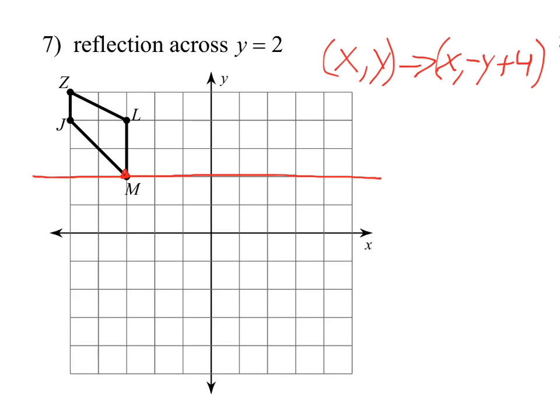Your M is going to stay in the same spot, so there's M prime. L is currently 2 above, so L prime is going to be 2 below. J is also going to be 2 below because originally it's 2 above. So there's J prime. And then Z is 3 above, so Z prime is going to be 3 below. Connect that up, and you have your figure reflected over.